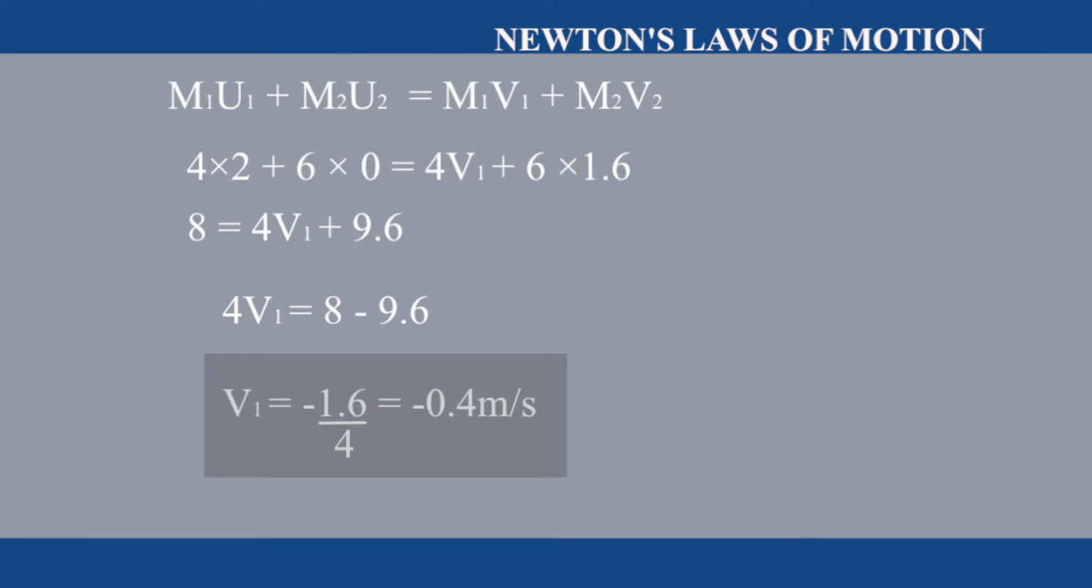This means that after colliding with the 6 kg object, the 4 kg object moved to the left with 0.4 meters per second, as the 6 kg object is moving to the right with 1.6 meters per second.